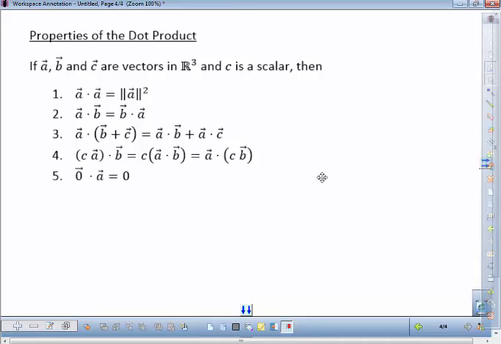The proofs of these things are pretty basic, I think, and you set the vectors equal to some generic vectors using letters. A sub 1, A sub 2, A sub 3 are the common ones that they use. So maybe we can prove one or two of these things and then make comments about the rest of them.